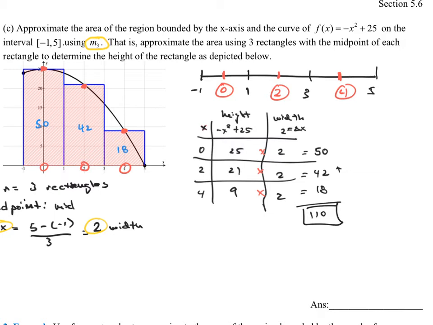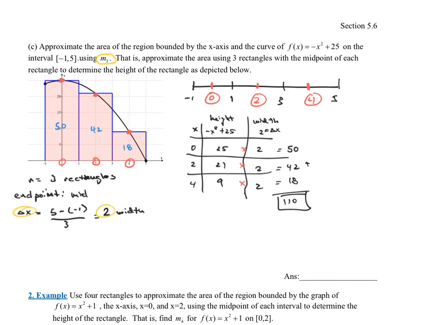So again, this one seems to me like it would be a closer estimation to the actual area beneath the curve using the midpoint over the last two problems that we did, which were the left endpoint and the right endpoint. So I just want you to understand what we're doing. I want you to understand my notation. We're estimating the area beneath the curve.